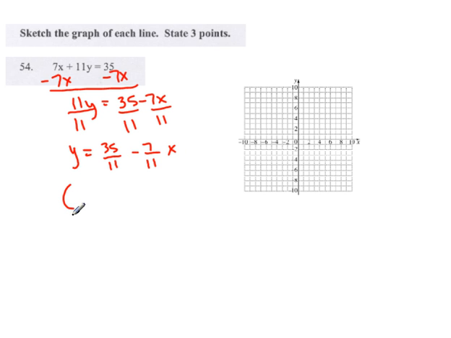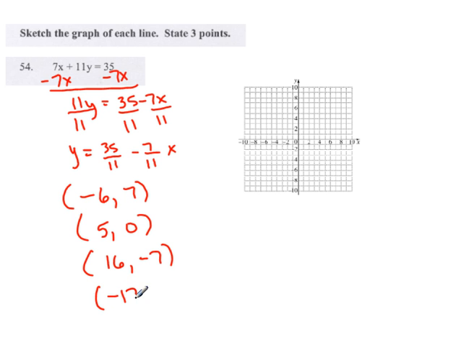Now plug in some numbers. If you use the graphing calculator, you might choose these points. If you don't use the graphing calculator, you might end up choosing 0, 1, and 2, and that's fine. These were the points that we chose from the graphing calculator, so we'll plug in -6 and 7. So that would be here. And 5, 0 would be here.